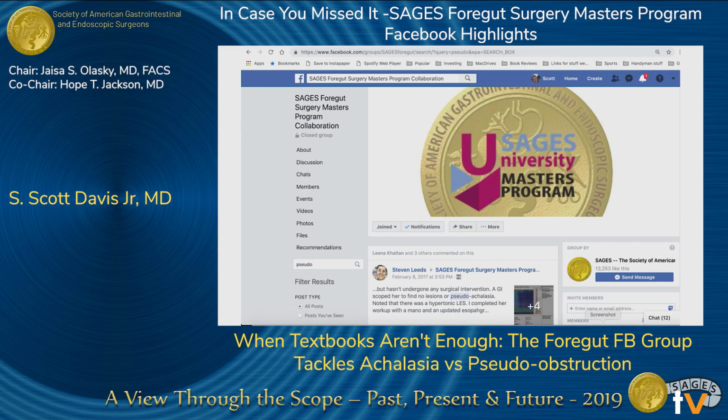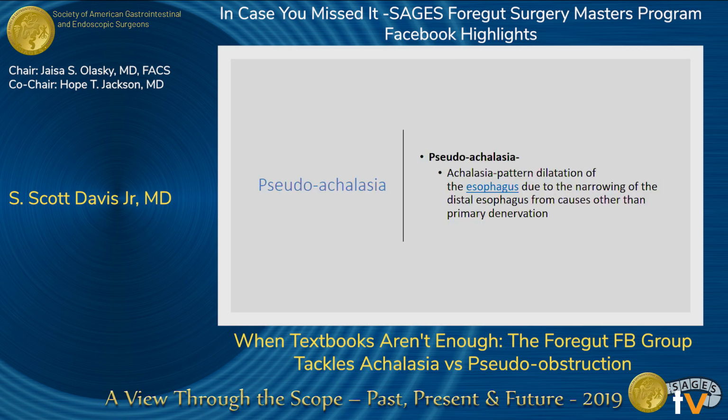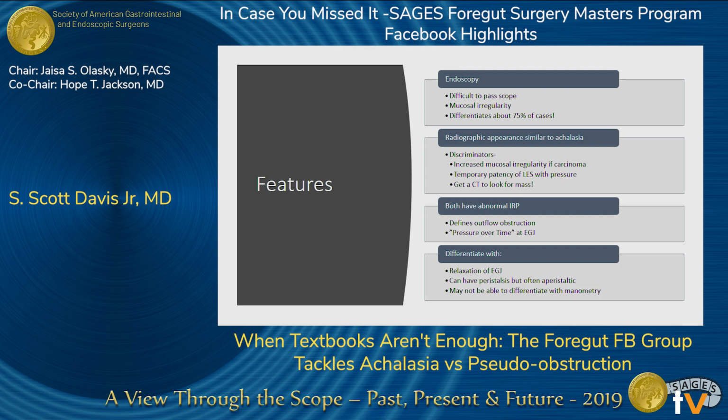But making this talk, I just pulled up the group. I searched for just pseudo in the search box there on the bottom left, and you can see all the posts that come up. And pseudo-achalasia is an achalasia-like pattern of dilation of the esophagus, which is due to a narrowing that's something other than primary denervation. So we've talked a little bit already this morning about what achalasia is and what some of the features of it are, and I'll go through a few more of the details, but pseudoachalasia is going to be caused by something else. So this could be a Nissen fundoplication, a malignancy, other things.